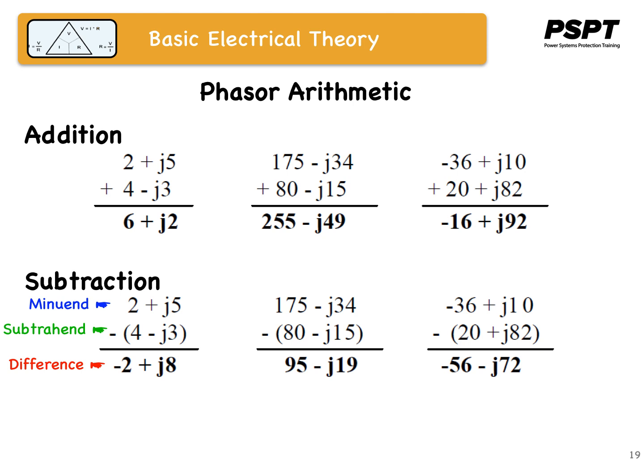And the second one, we have 175 minus J34. We're subtracting 80 minus J15 from that first phasor. So it's going to be 175 minus 80, which is 95, and minus J34 plus J15, resulting in minus J19. And finally, in the last example, we're subtracting 20 plus J82 from minus 36 plus J10, which results in minus 56 minus J72.